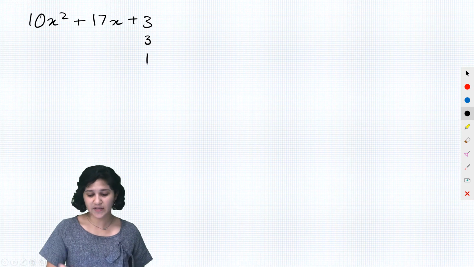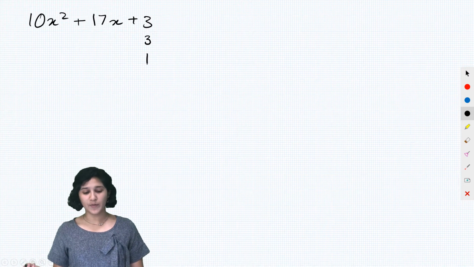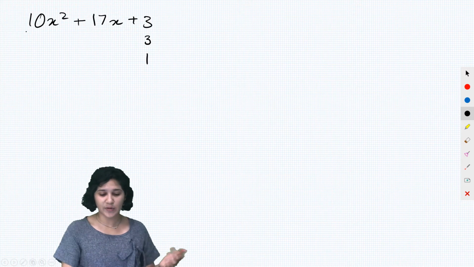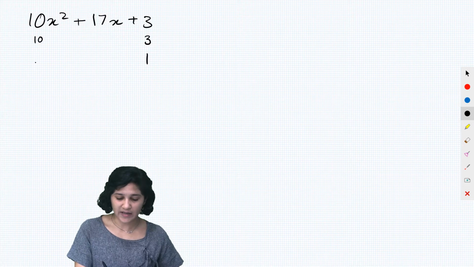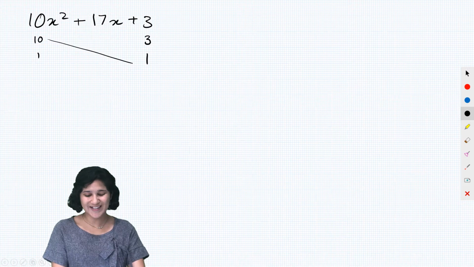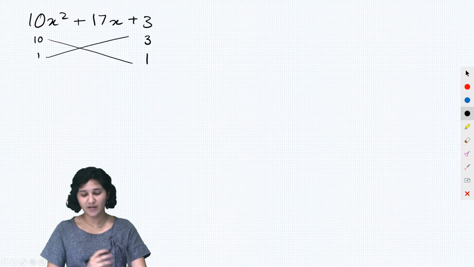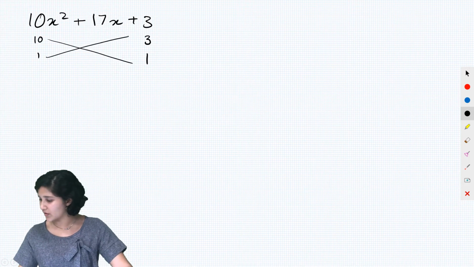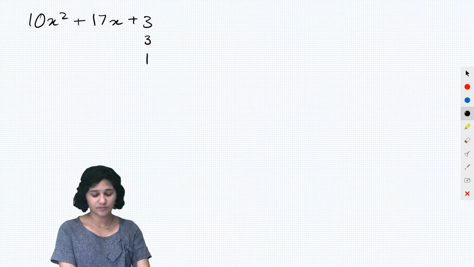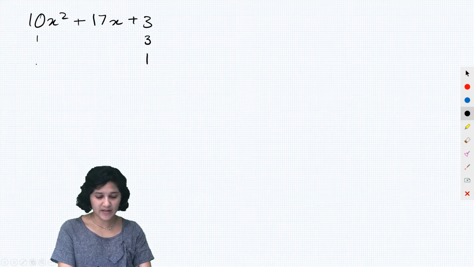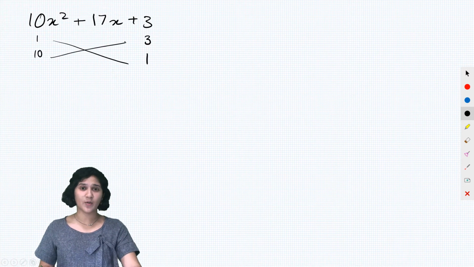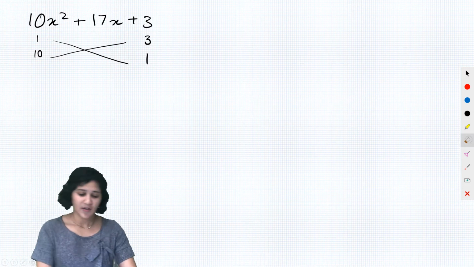So 3 is nice because I know it's just going to be 3 and 1. But for 10, I don't know exactly which factors to use. So I'll start by trying 10 and 1. Okay? So 10 and 1 will give me 10 and 3, which gives me 13. Not so good. Try switching them around. 1 and 10. That'll give me 1 and 30, so 31. Also not good.